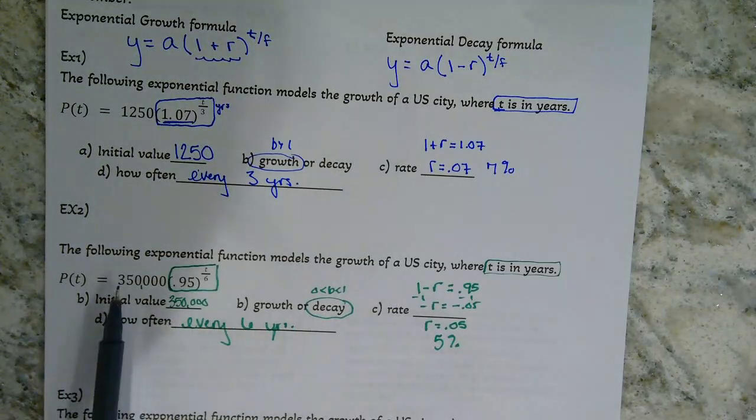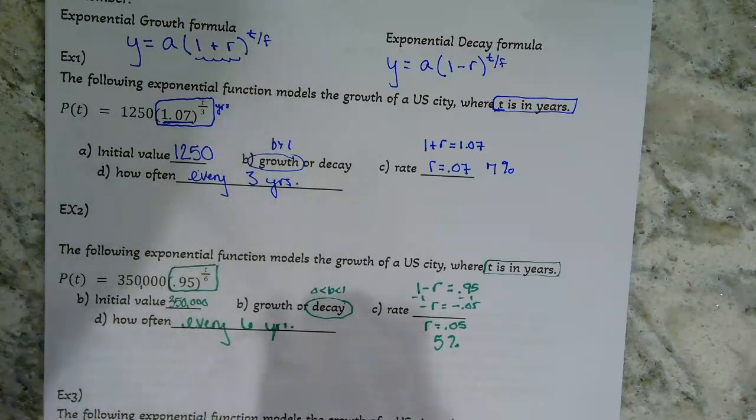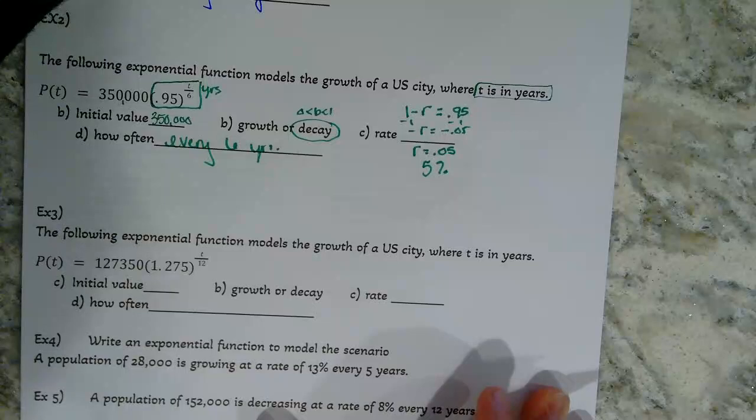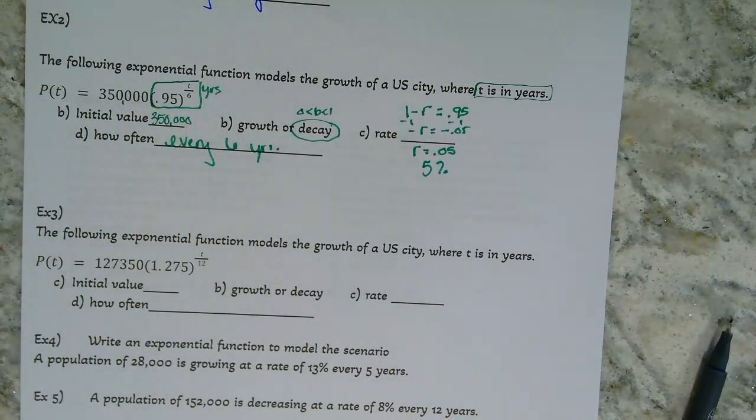Okay, so again, hoping these are fairly obvious to you now, whether we're growth or decay, and how often something's happening. And again, I'm just going to label that years. All right, great opportunity to try number 3 here. So take a moment, read this to yourself, pause it, and then turn it back on in a minute.